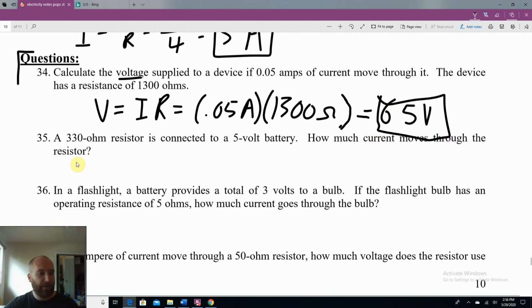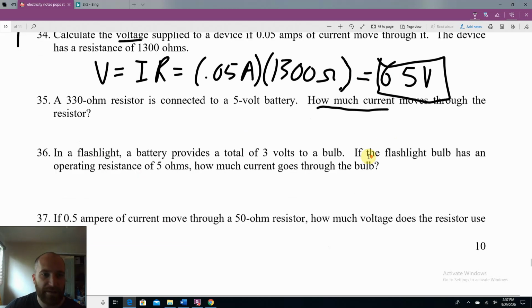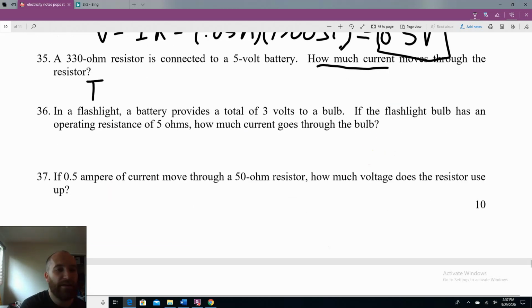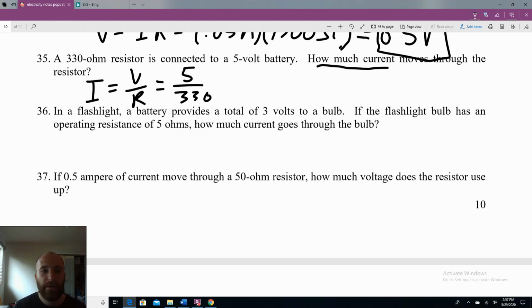Alright, 35. A 330 ohm resistor is connected to a 5-volt battery. How much current moves through the resistor? Alright, what am I solving for? How much current moves through it? So that is I. So I'm going to use the I equals V over R equation. V is the voltage, 5. R is the resistance, measured in ohms, 330. Okay, 5 divided by 330 gives you 0.015 amps.